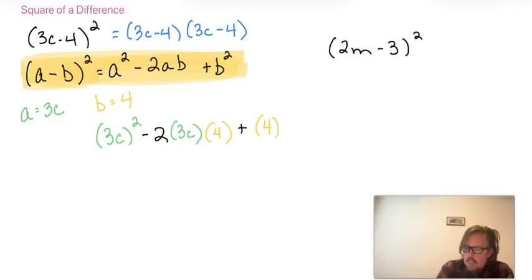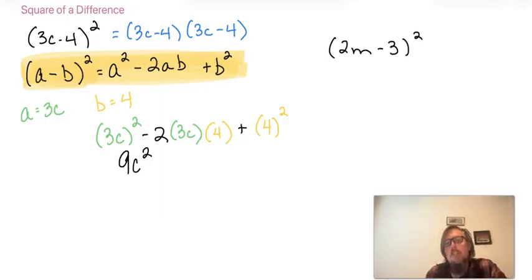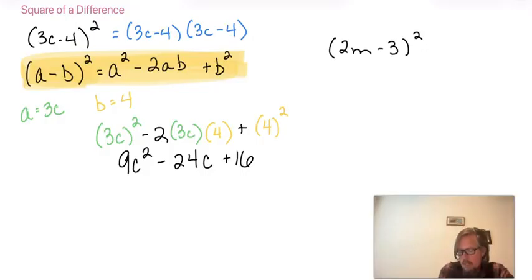And this is the shortcut that just takes us straight to the answer instead of doing distributive property. Again, there's nothing wrong with writing it out twice and doing distributive property. 3c squared is 9c squared. 2 times 3c times 4 is 6c times 4, which is 24c. And then 4 squared is 16. So just like this, and there's our answer using the shortcut.